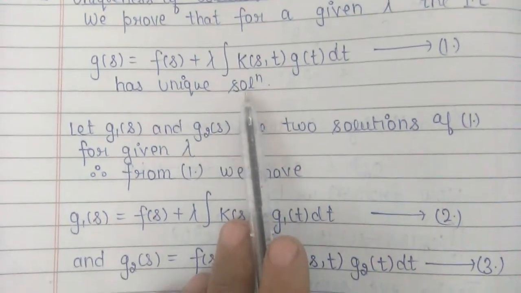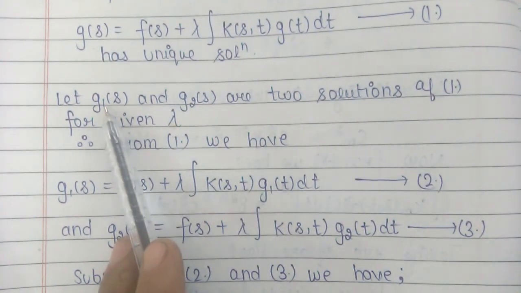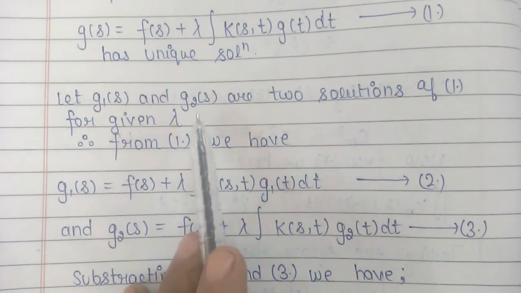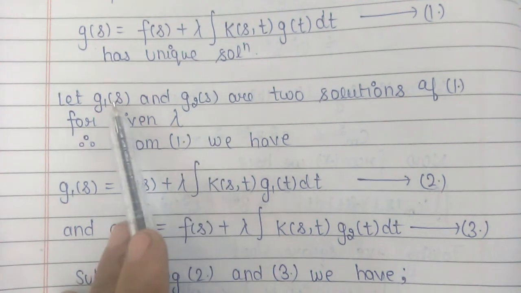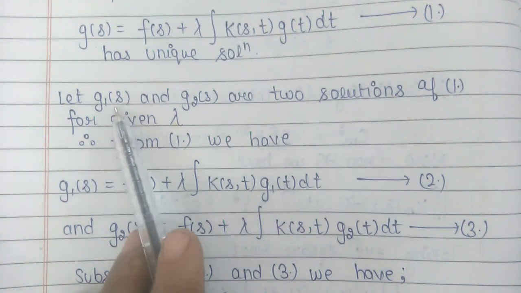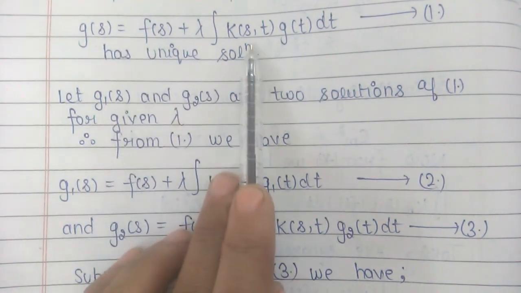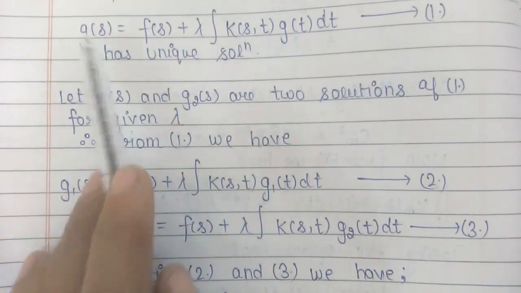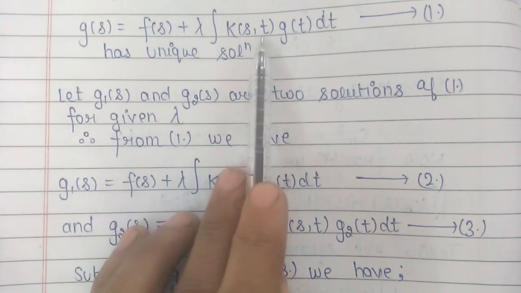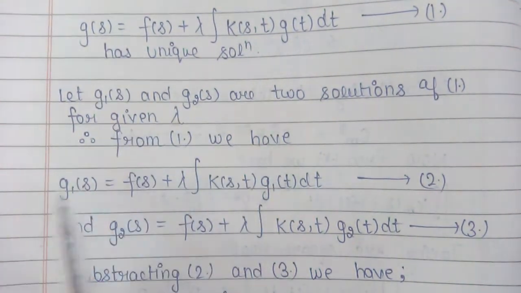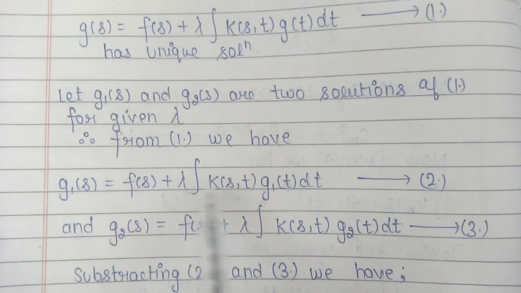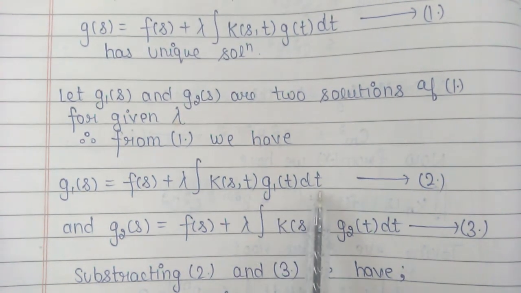In order to prove the uniqueness of solution, let us consider two solutions. One solution we have taken g1(s), and the other solution we have taken g2(s). So we have taken two solutions for this integral equation because g1 is a solution of this integral equation. So here replacing g by g1, because g1 is a solution, it will satisfy this integral equation. So we get g1(s) is equal to f(s) plus lambda integral k(s,t) g1(t) dt.